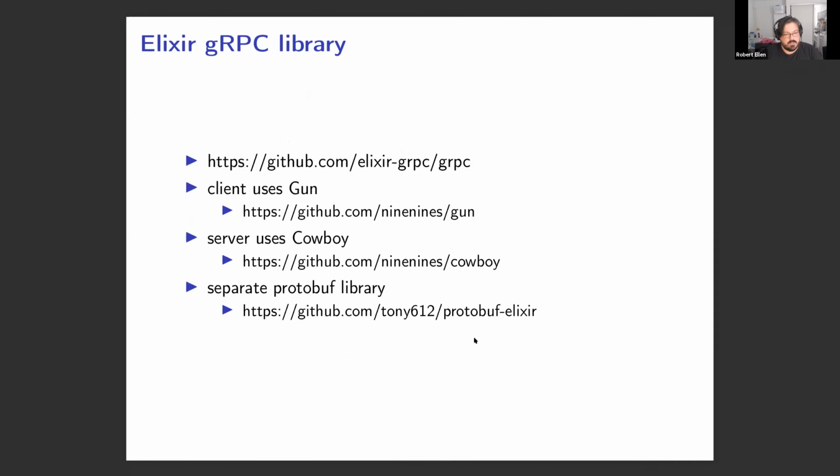So onto Elixir. There is an unofficial but relatively mature gRPC library, and it uses Gun and Cowboy for the client and server. And there's also a separate protobuf library. There are some competing protobuf libraries in Elixir, this is by the same author as the gRPC library. And yeah, this is the stack that we used at Telstra.